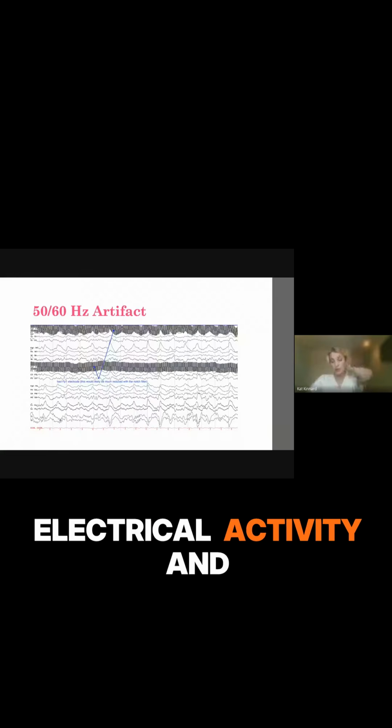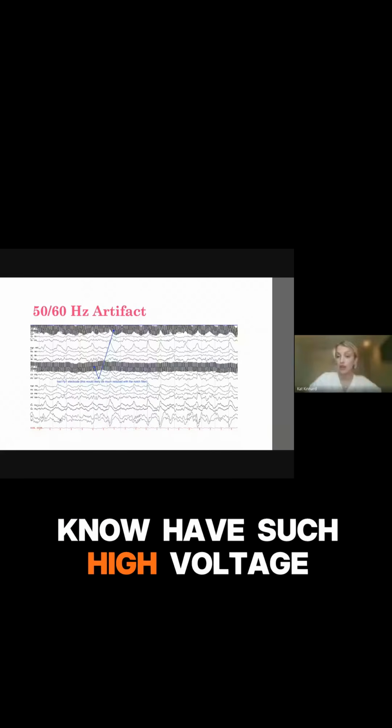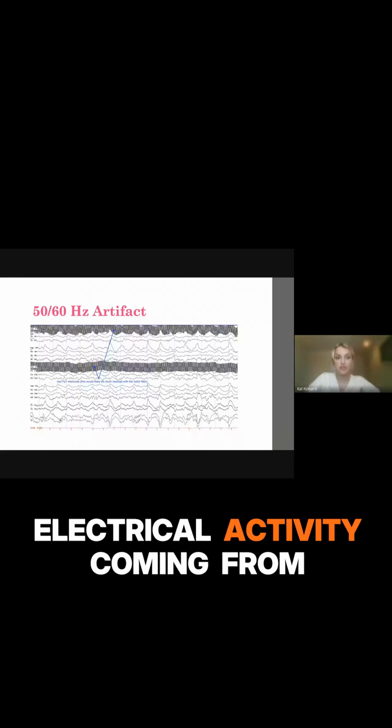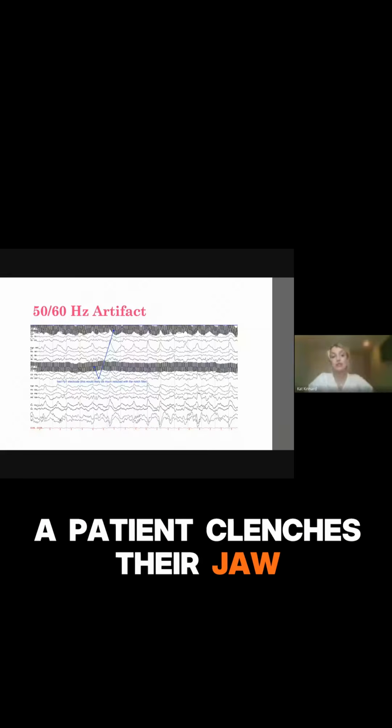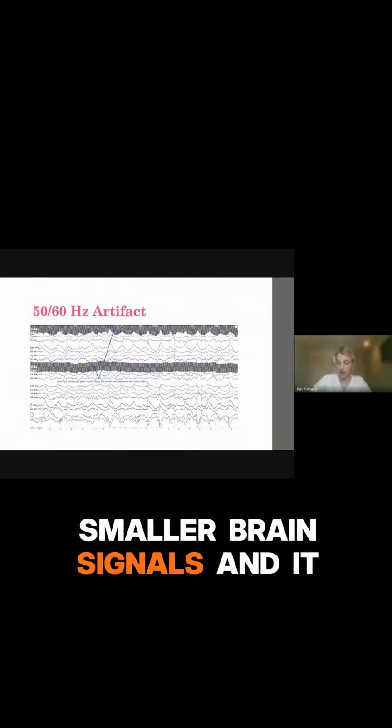So here is an example of muscle artifacts. So remember that muscles also generate electrical activity. And since brain waves don't have such high voltage electrical activity, you're also picking up other electrical activity coming from elsewhere. If a patient clenches their jaw, if they tighten their head, or even if they tense their neck, we will have these electrical signals that kind of overwhelm the smaller brain signals.